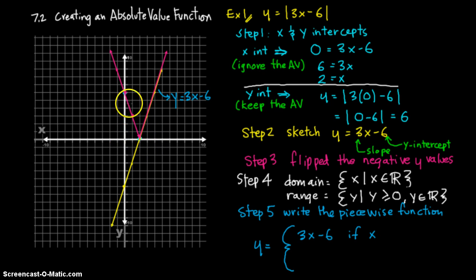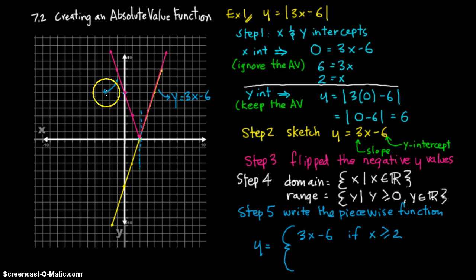Over here, I've actually got something happening, don't I? It flips. When does it not flip? Right here at x equals 2. So x has to be greater than or equal to 2. And I'm good.